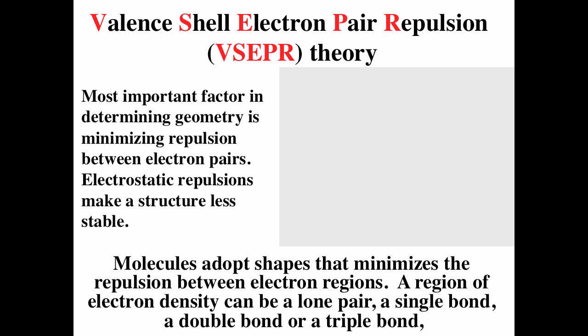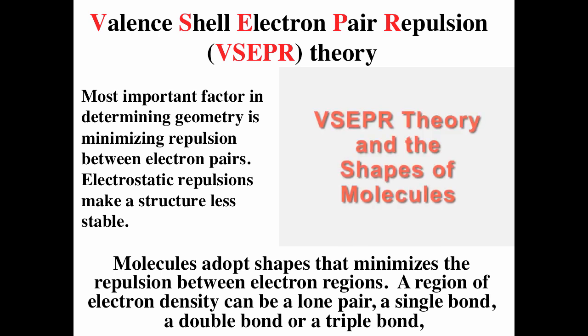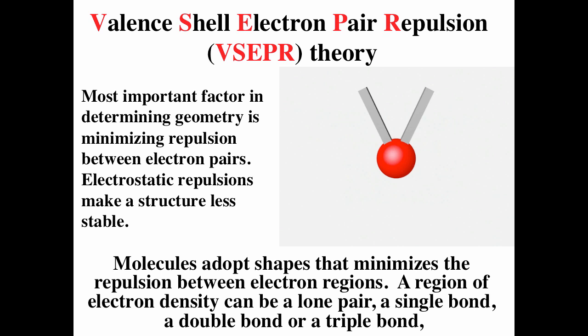Now, when we talk about electron regions, a single region of electron density can be a lone pair, a single bond, a double bond, or a triple bond. Chemists use valence shell electron pair repulsion, or VSEPR theory, to account for the shapes of molecules. The theory is based on the idea that like charges repel each other until repulsions are minimized. The like charges in this case are the groups of valence electrons around a central atom in a molecule or ion.